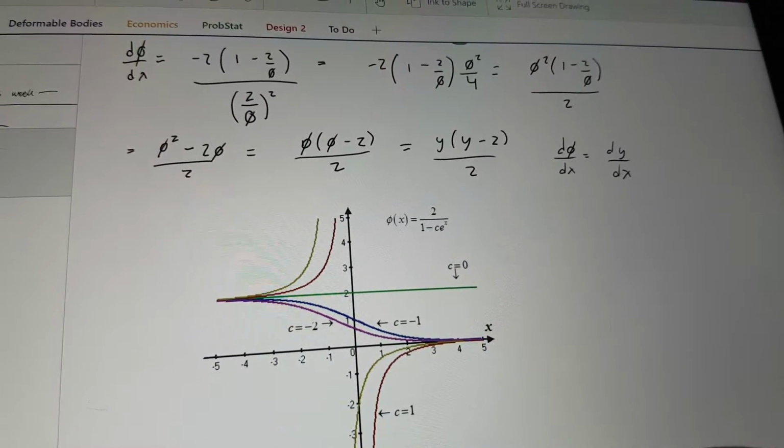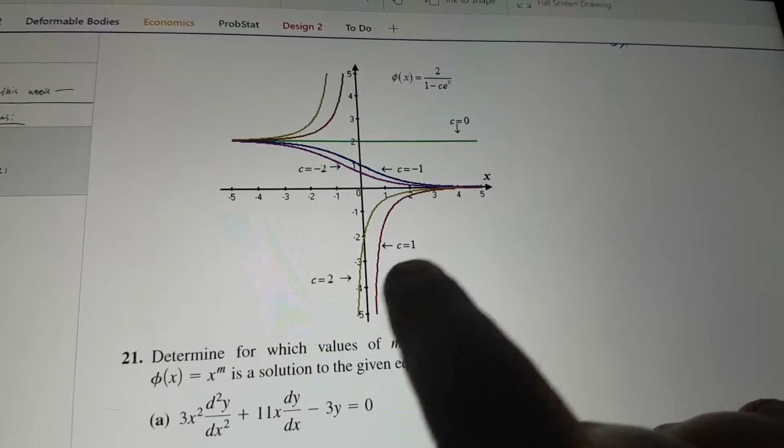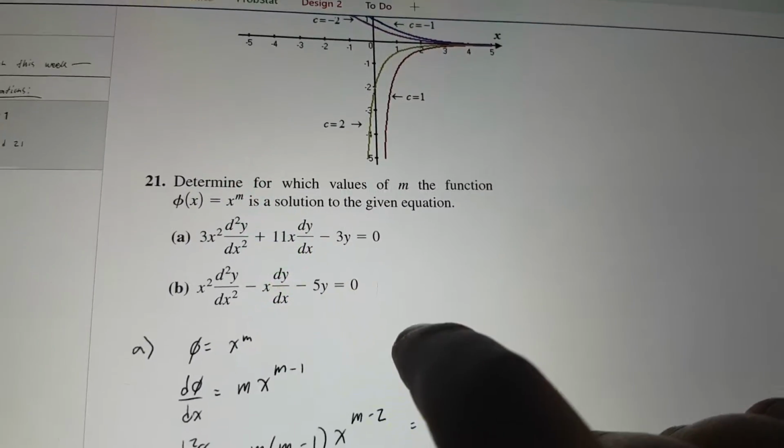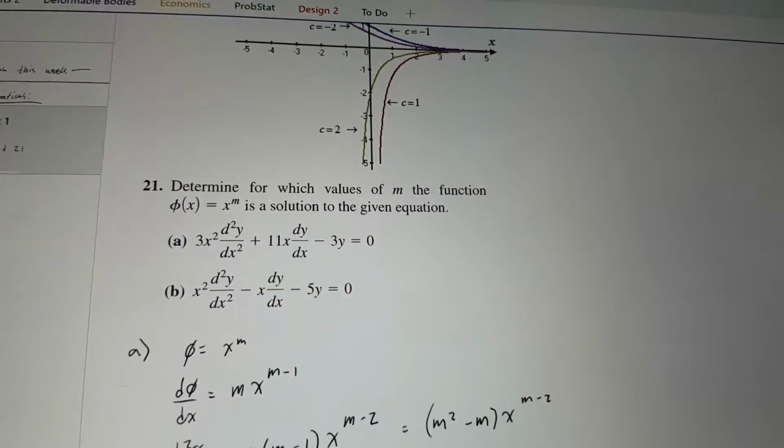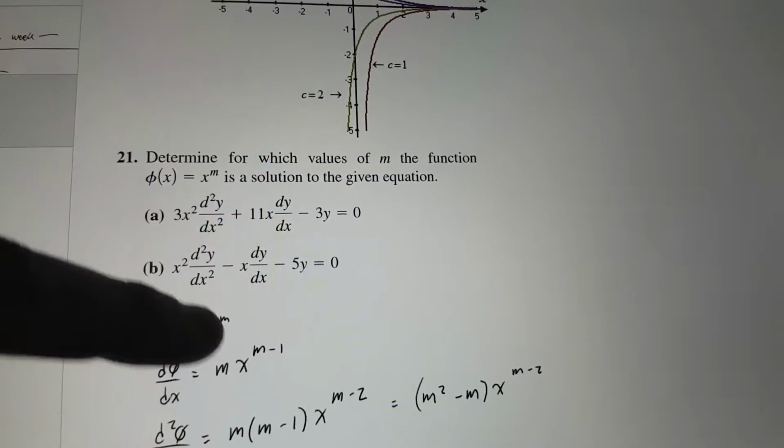And now it wants us to graph it. Not interested in doing that, so I just copied that graph down. Determine for which values of m the function is a solution to the given equation.